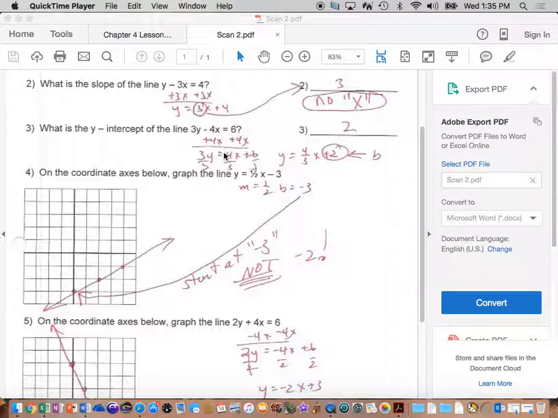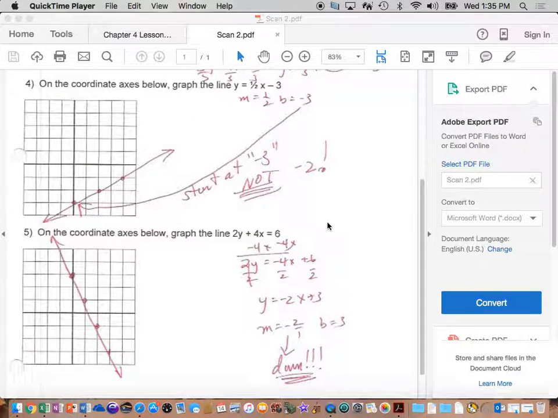And the y-intercept, make sure it says y equals first. The y-intercept is not 6. You have to get it to say y equals, which means you need to add the 4x. You need to divide by the 3. 6 divided by 3 is 2. So the y-intercept b is 2. Now we get to these last two.